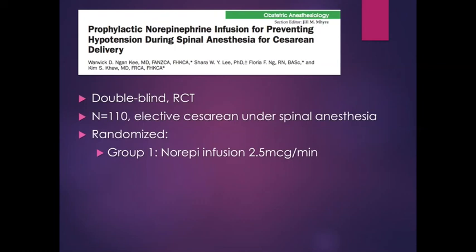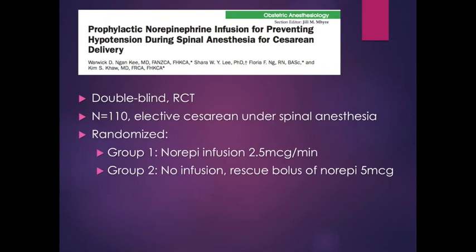They measured the blood pressure non-invasively at 1-minute intervals until delivery, with the objective of maintaining values near baseline. In group 2, there was no prophylactic vasopressor given, and a bolus of 5 micrograms of norepinephrine was given whenever systolic blood pressure decreased to a preset value.